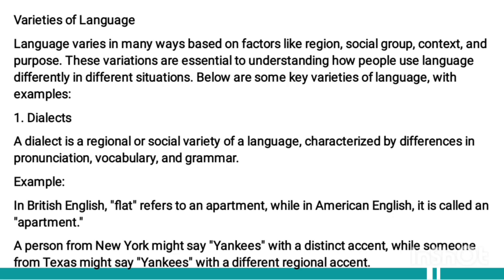A dialect is a form of a language that is spoken in a specific region or by a particular group of people. Dialects often include differences in pronunciation, vocabulary, and grammar. For example, in British English, the word flat is used to mean an apartment, while in American English, the word apartment is used. Yes, a person from New York might say Yankees with a distinct accent, while Texas might pronounce it differently, showing how accent can change based on region.